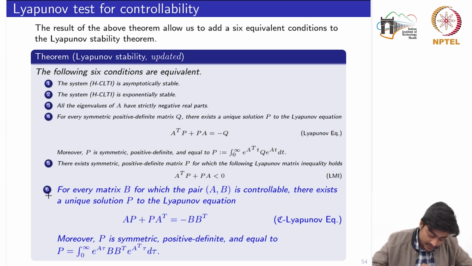Okay. Now we have added this sixth statement, which also includes the controllability. So all these 6 statements in fact establish both the results, stability plus controllability. That for every matrix B for which the pair AB is controllable, there exists a unique solution P to this Lyapunov equation in the context of the controllability. So that's why we have named these two Lyapunov equations differently. The first one is a standard one in the context of Lyapunov stability, the second one in the context of controllability. Okay, it's just a representation, otherwise both of them remain the same. Moreover, P is symmetric, positive definite, and equals this one. Here we have just replaced Q by BB transpose. Okay.